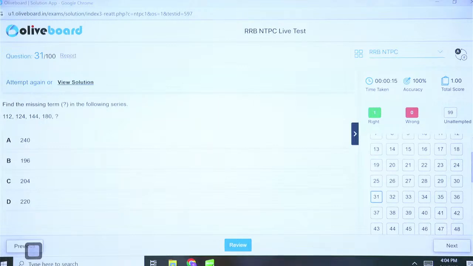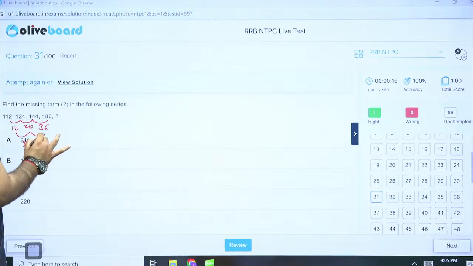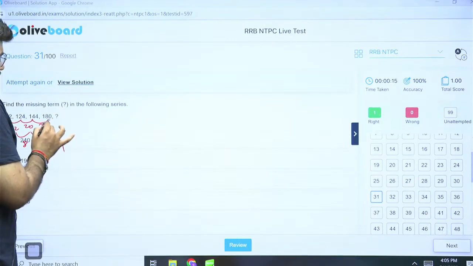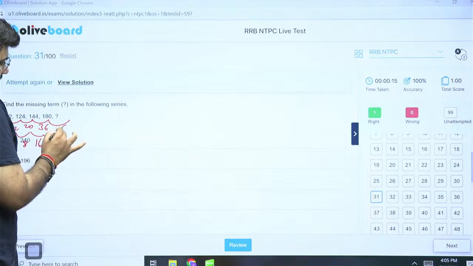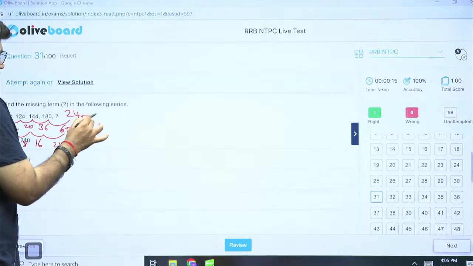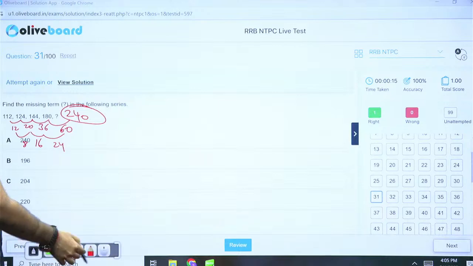So if I look at the difference, I will find that the difference is 20 units here. I'll have 12 units here, 20 units here, 36 units here. What is happening? So if it is still not clear, you check the difference of the difference. You'll get 8 here, you will get 16 here. So my difference is increasing in multiples of 8. Technically the next difference should be 24. 8 3s are 24. This should give 60, and 180 plus 60 is 240. So my answer is option A, which is 240.